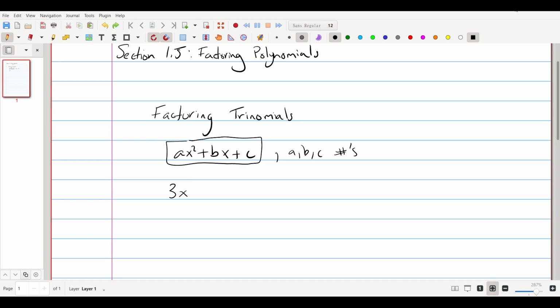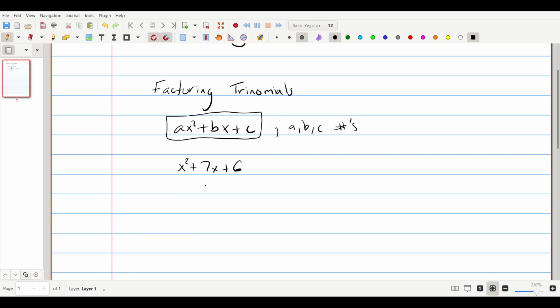Let me use different numbers here. Okay, so let us say we have this polynomial and we want to factor it. Now, our old method was finding the greatest common factor and pulling that out in front, right? But you can see that here we don't really have any common factors. This is an x and an x, this is a 7 and an x, and this is a 6, right? So we don't have anything that's in common between any of these, so that method isn't going to work.